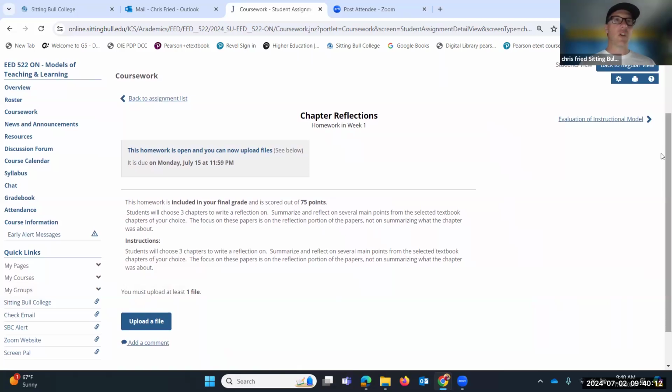In this book there are 20 chapters. It is not realistic, in my opinion, to cover 20 chapters in 6 weeks, or however many weeks we have, 5 weeks, whatever it is. So I'm leaving it open to you guys in terms of which chapters you can reflect on. I've split it up so that this first week you're looking at 3 chapters.